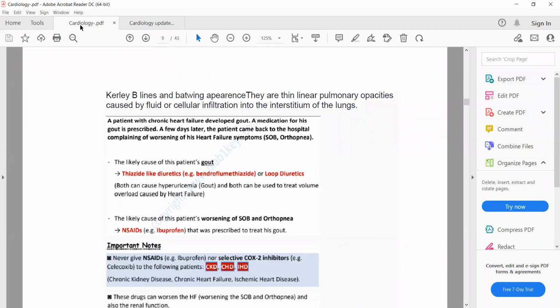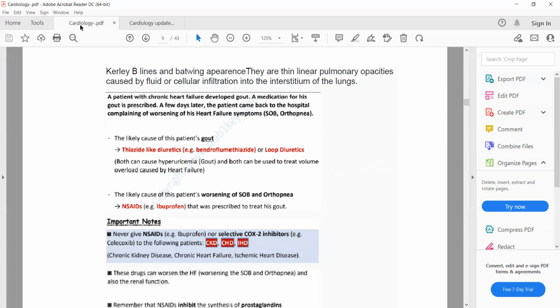So there are two scenarios which can be asked in the Plab 1 exam. One is a patient with chronic heart failure who develops gout, then the cause will be diuretics. And if the patient with chronic heart failure has developed gout and his shortness of breath and orthopnea gets worse, then the cause will be NSAIDs that were prescribed to treat his gout.